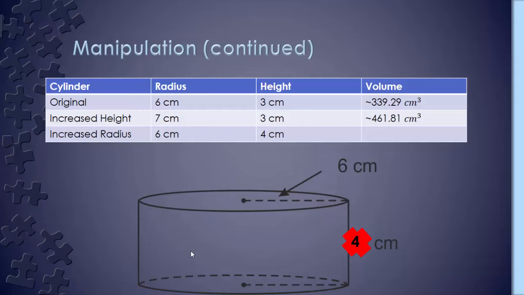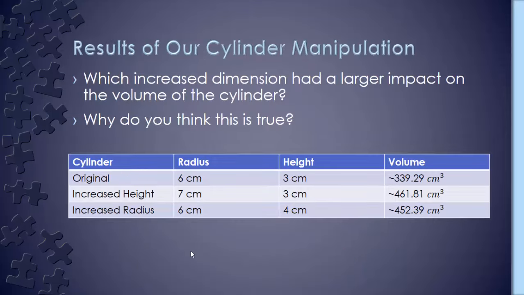Now for the next cylinder, we're going to want to increase the height by 1 centimeter. That is, have a radius of 6 centimeters and a new height of 4 centimeters. We're going to use the same approach by substituting in these values to get the approximate value of 452.39 cubic centimeters. Which dimension had a larger impact on the volume of the cylinder, the radius or the height? So it's pretty clear from the data table that when we increased the radius of our cylinder, we had a larger outcome as far as volume than when we increased the height of the cylinder.